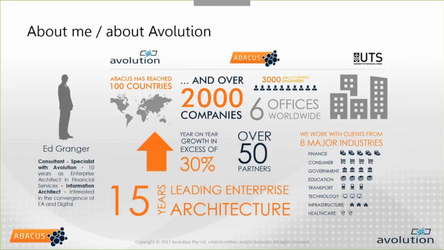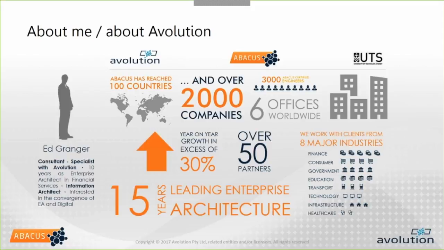At Avolution, we're a relatively small company. We have one major line of products, which is our Abacus enterprise architecture tool. Many of you may have heard of that, and probably are using it. It's also worth saying that historically, Avolution is a spin-off of the University of Technology in Sydney, and we still have links to that institution.